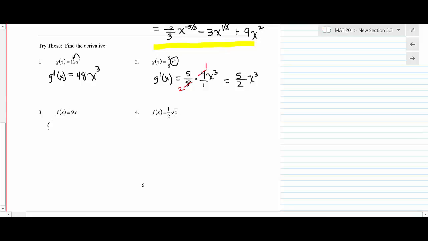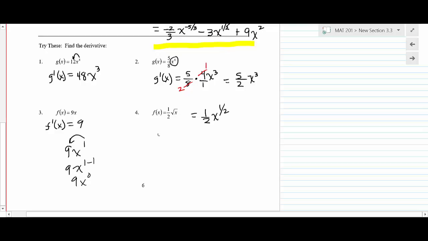Okay, how about the next one? What's the answer? 9. Okay, it's the number in front of x. That's the rule for that derivative. If you forget that, what you're doing is, that's x to the first, you're doing 1 times 9 is 9, subtract 1 from the exponent to get 9x to the 0. Isn't that 9? Okay, don't look at it that way, just learn that the number in front of x is the derivative.